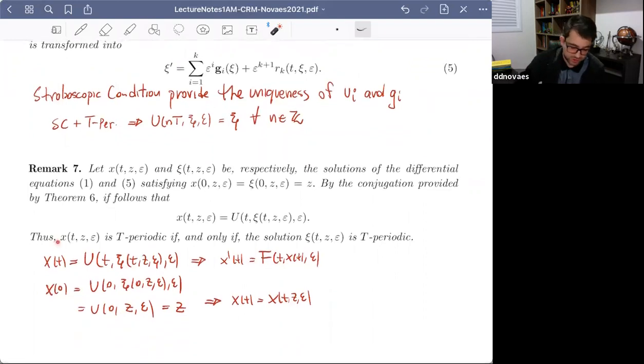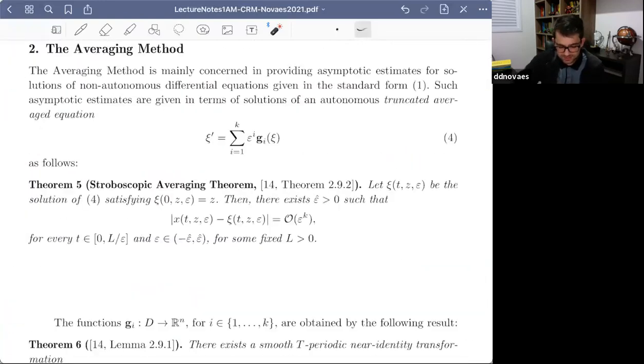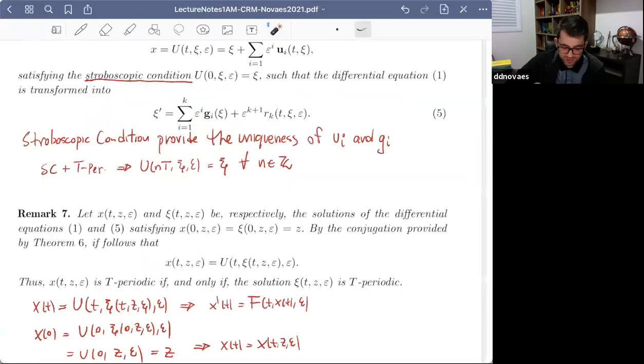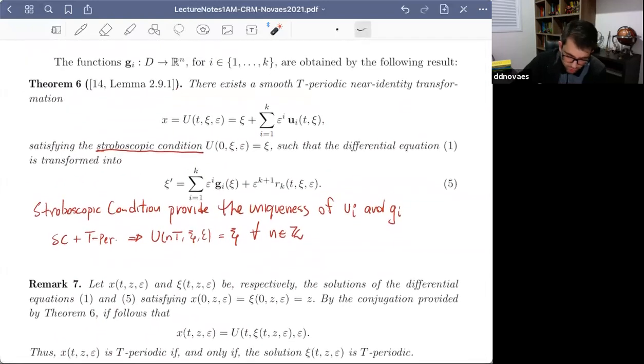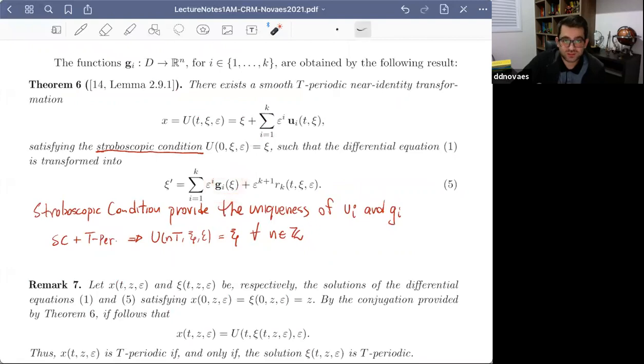Okay, so this is what I'm saying here. x(t, z, epsilon) is T-periodic if and only if the solution kc(t, z, epsilon) is T-periodic. So we can change the system that we are studying. But so far I did not show the expression of these functions. So let me show how to obtain the first one, g1, and the other ones follow an analogous procedure.